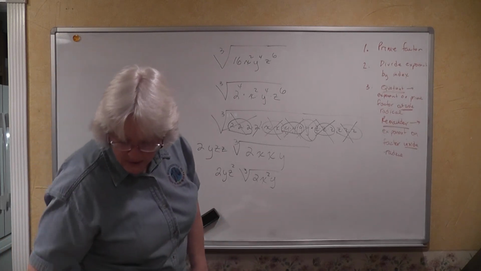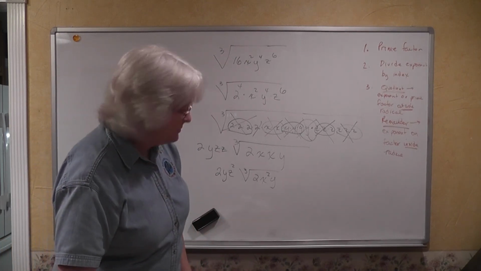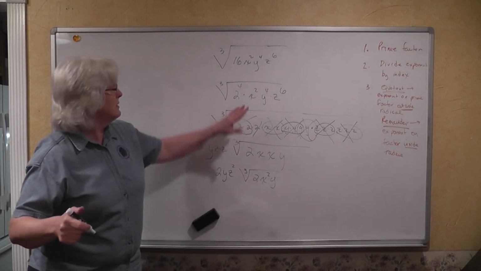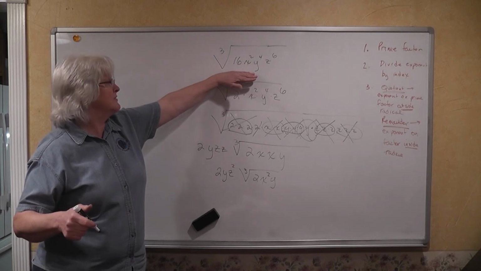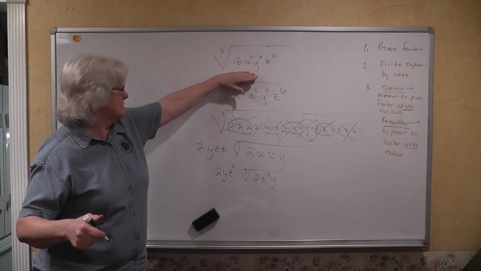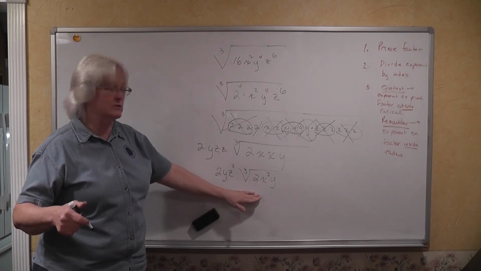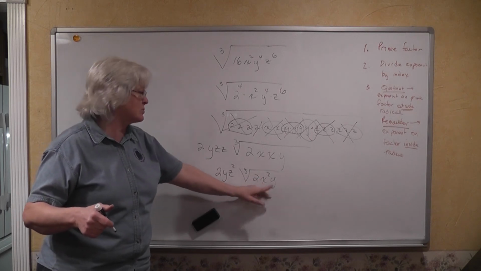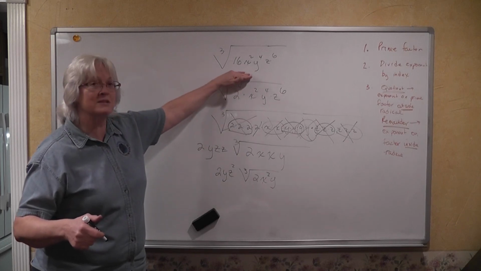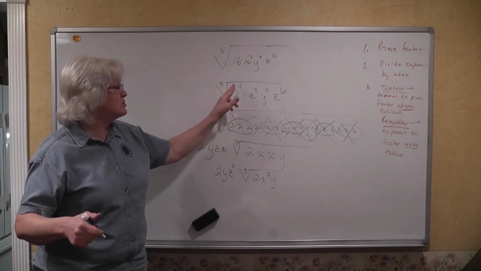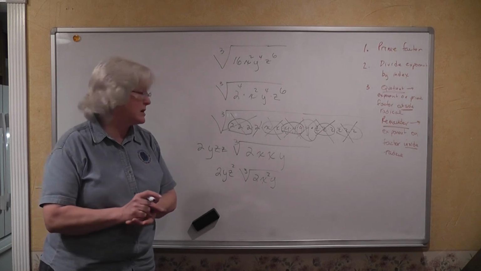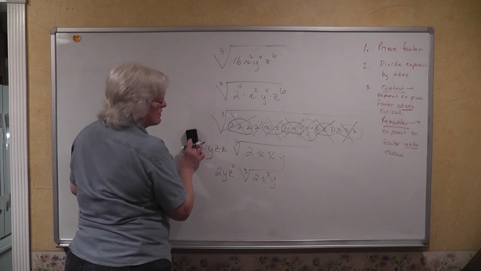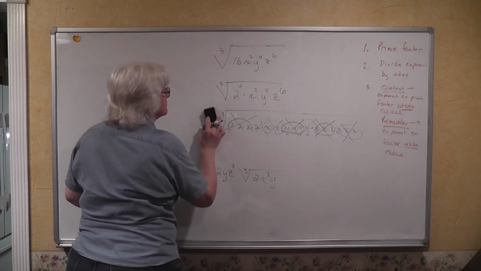Let me verify that. 2yz squared cube root of 2x squared y. Okay? The cube root of 16x squared y to the 4th z to the 6th is this right down here, 2yz squared times the cube root of 2x squared y. This doesn't look more simple, but it is, because you're not allowed to have any perfect cubes underneath the radical sign.